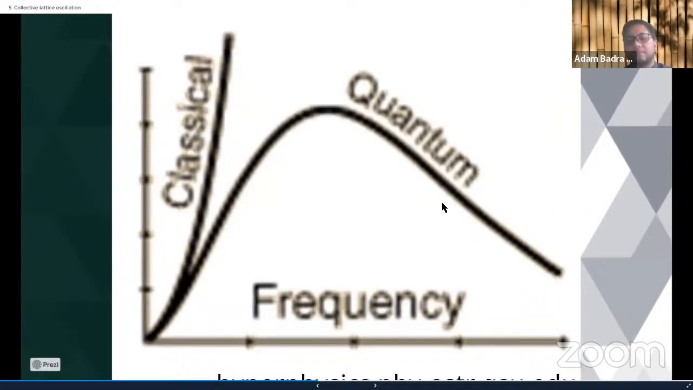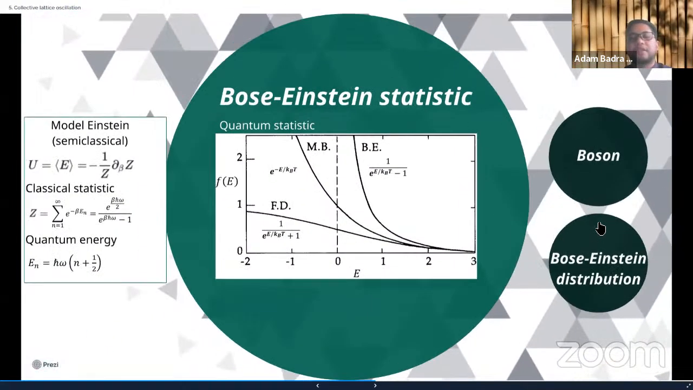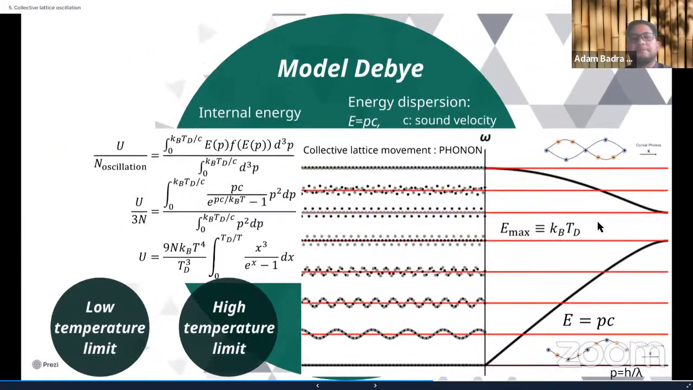So from this, we now know that the Bose-Einstein distribution actually occurs and needs to be considered if we study statistics or phenomena that involve Bose-Einstein particles.